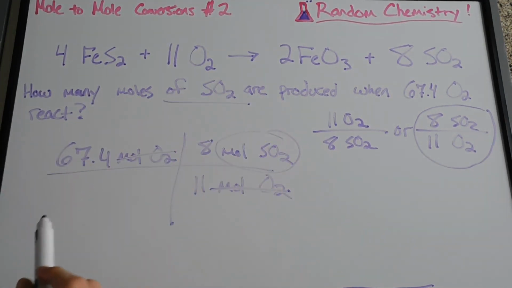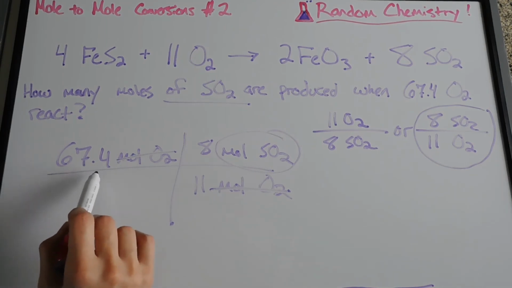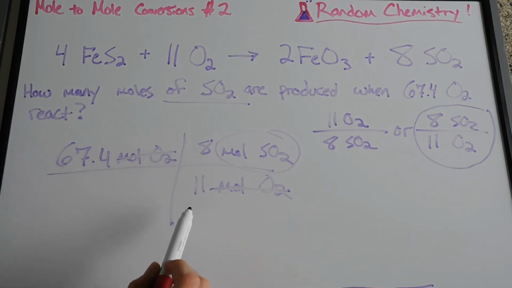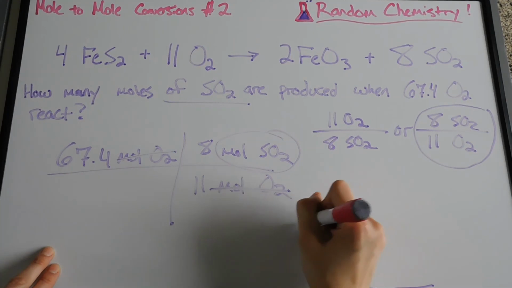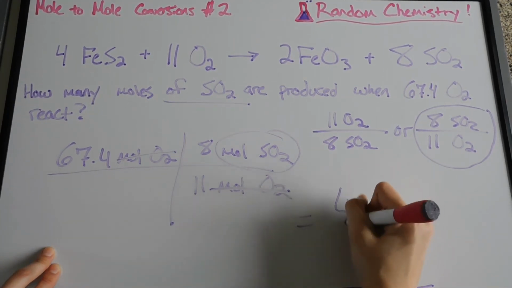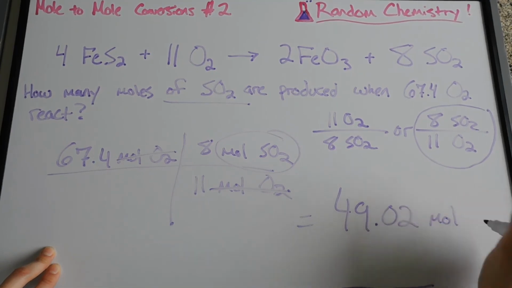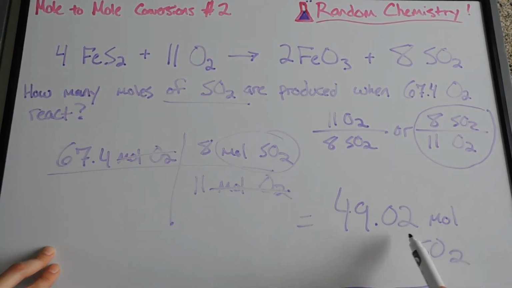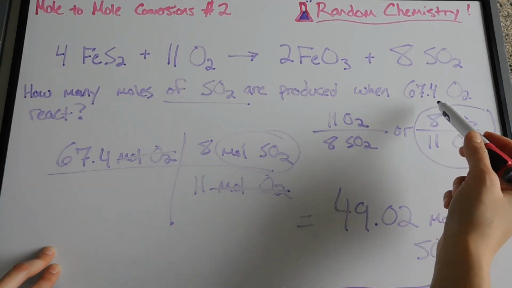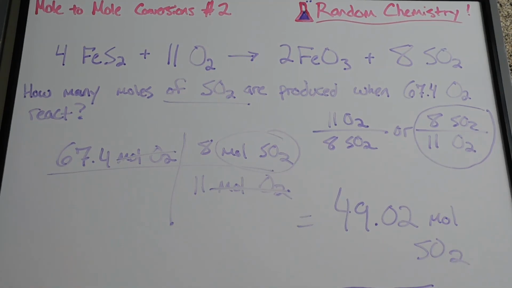And you just plug this into your calculator. 67.4 times 8 divided by 11. And you should get 49.02 moles of SO2. So 49.02 moles of SO2 are produced when 67.4 moles of O2 react.